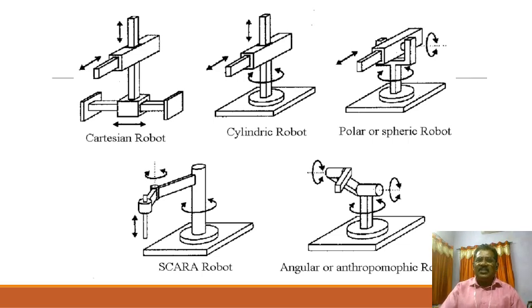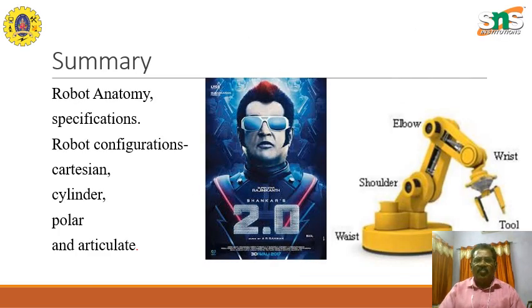Okay. Now that comes to the end of this presentation. We will just summarize what we have studied. We talked about the robo anatomy. We have talked about its specifications, the various configurations we just looked at, the Cartesian, cylindrical, polar, and the articulated type, and we tried to understand how to buy a robo based on its specification and the application that it is going to cater to.